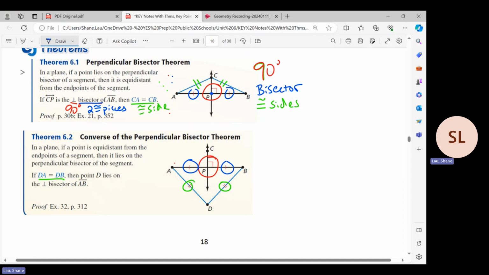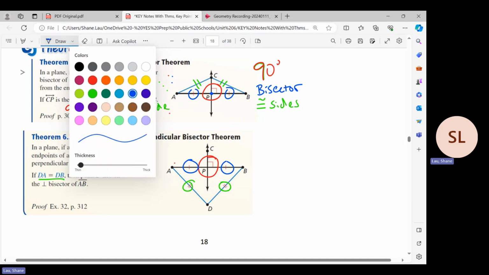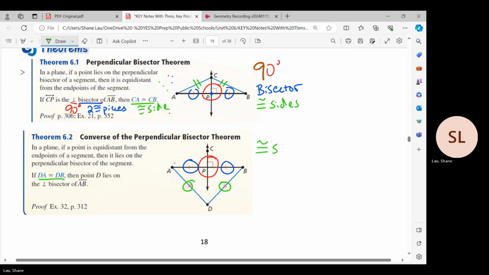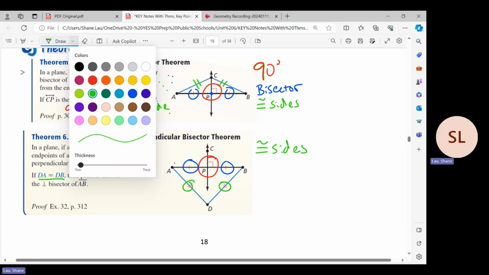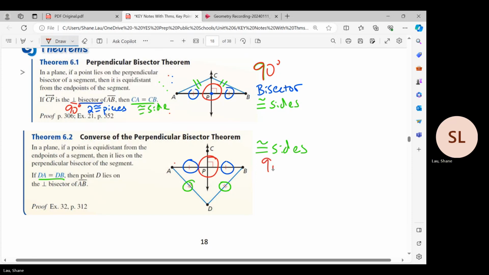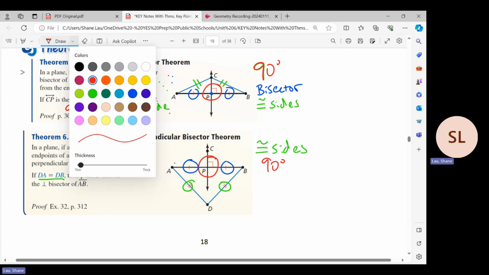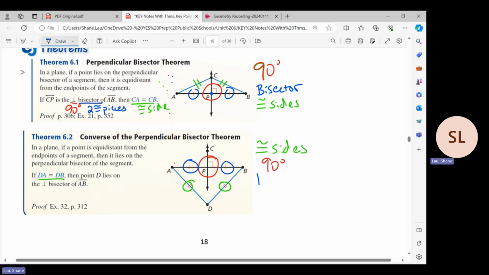And what you'll see here is that we started with our congruent sides. And we ended up getting our 90-degree angle. And we got our bisector. And that's the most important part of the first two theorems.